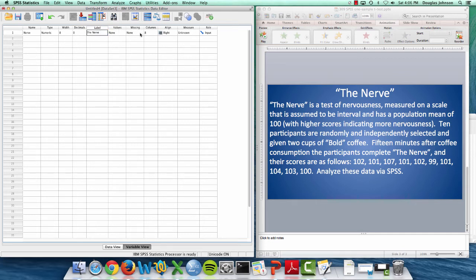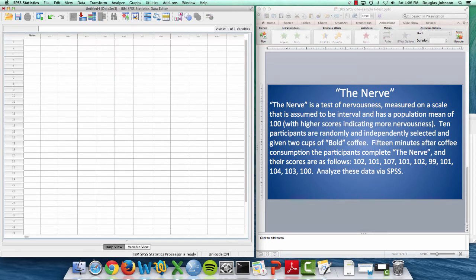I don't need value labels. I don't have any missing data. I'm going to set the measure to scale, meaning I have interval or ratio data here. Then I will go over to data view and enter the scores on the nerve. And again, every row is a different participant. I have a 102, a 101, a 107, 101, 102, 99, 101, 104, 103, 100.